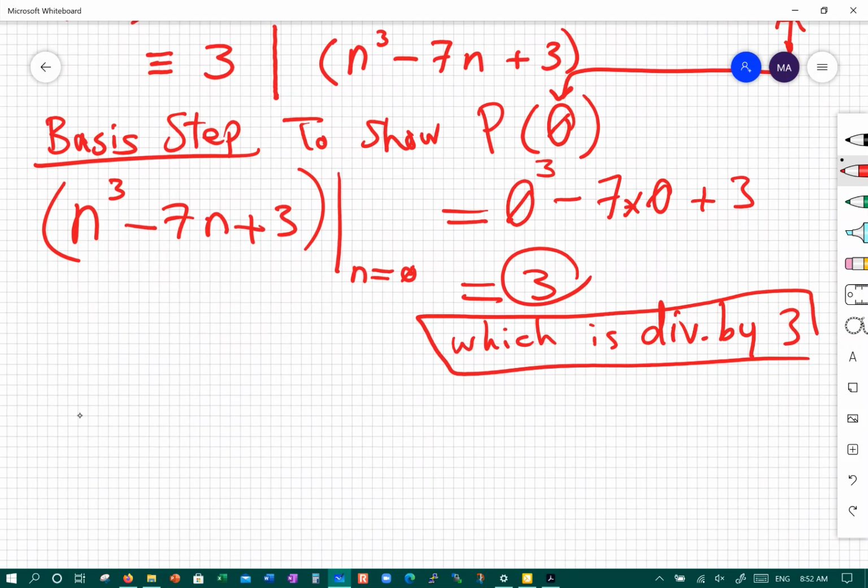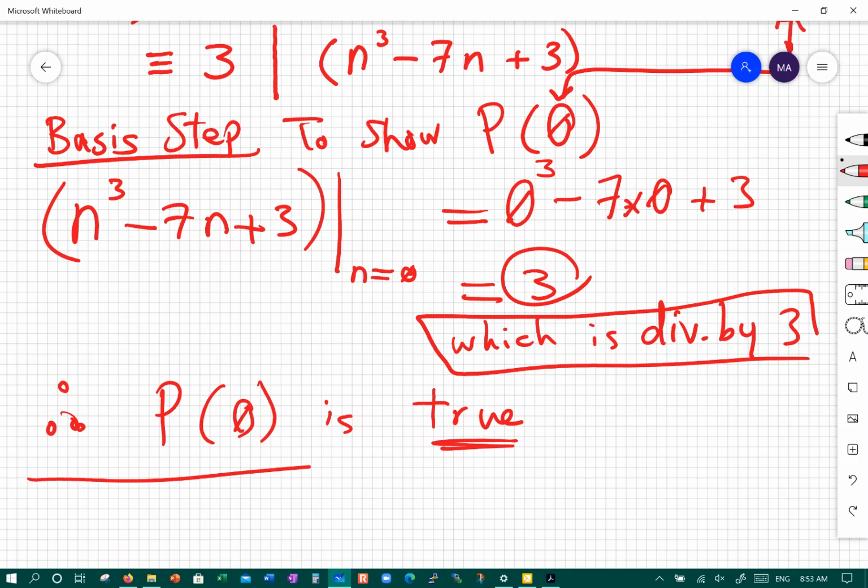So I can easily conclude, therefore, P of 0, the property at n equals 0, is true. Please do not say P of 0 equals 3. The predicate evaluates to either true or false, not to a number. So P of 0 is true. And that concludes the first step, that I am at the first step of the ladder.